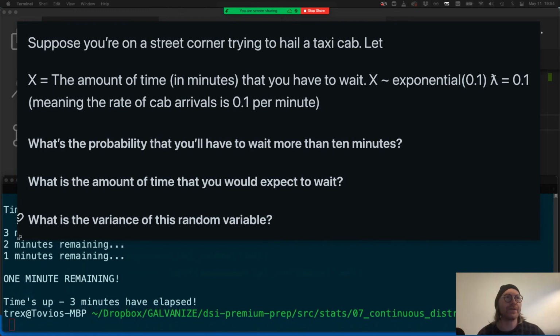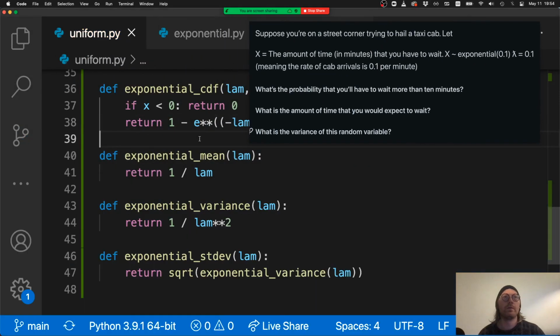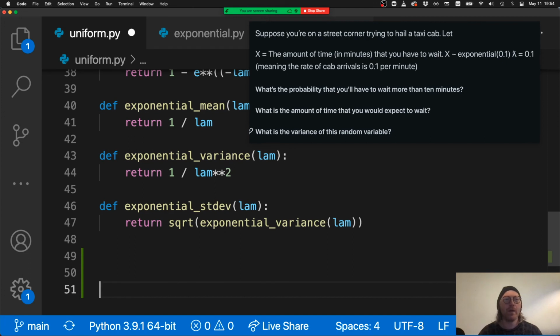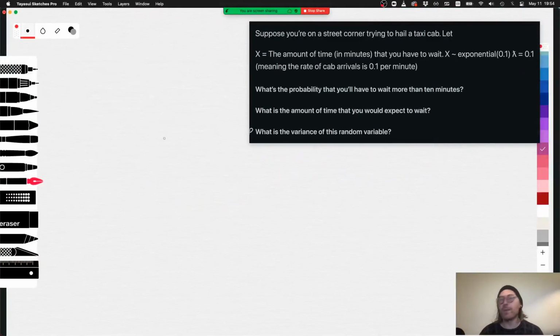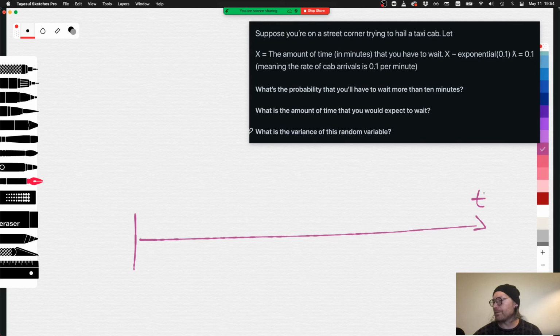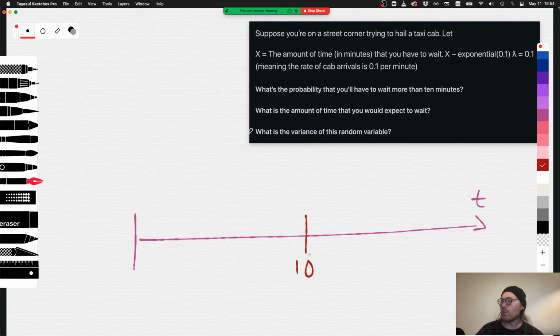All right, so let's look at these one by one. What's the probability that you'll have to wait more than 10 minutes? Okay, so more than 10 minutes, if we're thinking about this, we've got some timeline, and let's say 10 minutes is here. Now, we don't know offhand how to answer the question more than 10 minutes. What we can answer is less than 10 minutes, right? We can answer this question between 0 and 10 minutes.